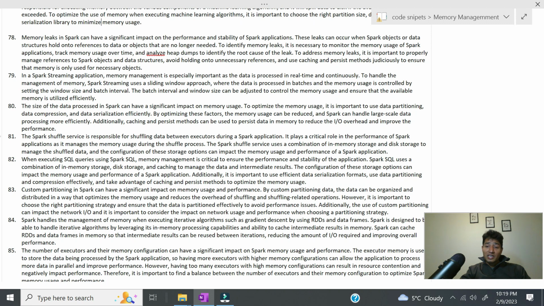To address memory leaks, it's important to properly manage references of Spark objects and data structures. Avoid holding on to unnecessary references, and use caching and the persist method judiciously to ensure that memory is only used for the necessary objects.